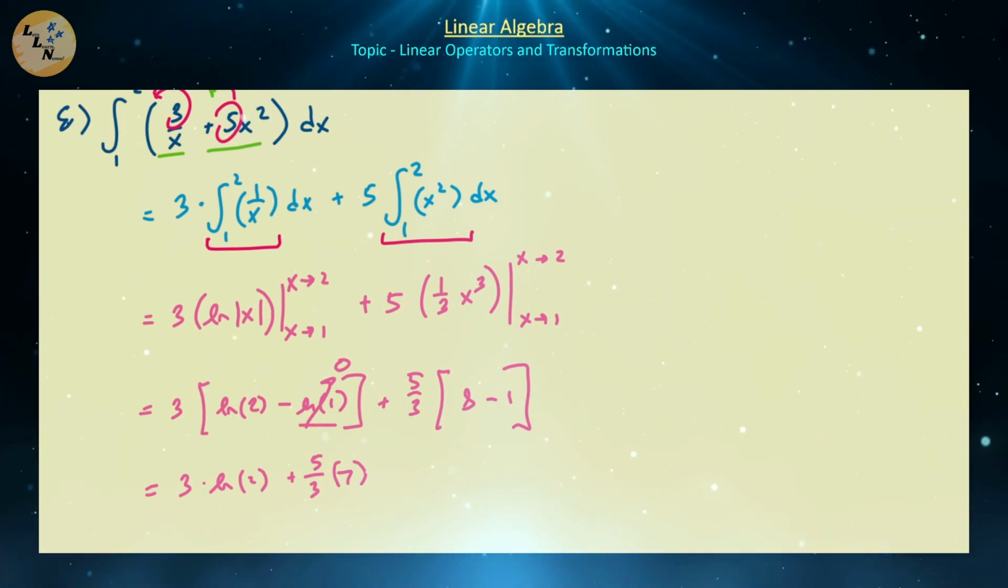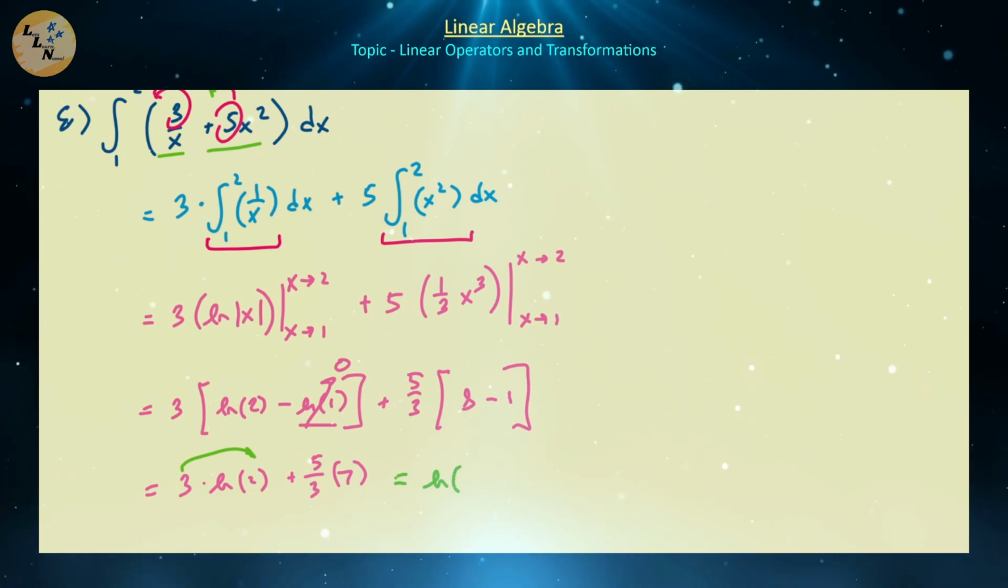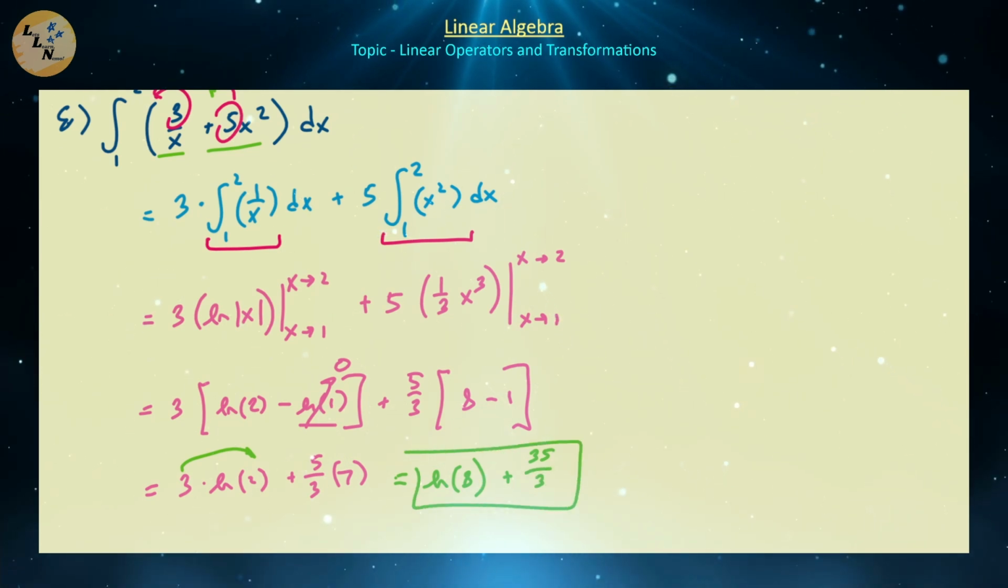True? So I guess that can be your simplified answer if you really want it to be, but I'm just going to bring my 3 up into the power of 2, so we're going to have the natural log of 2 cubed, which is going to be equal to 8, and then 7 times 5 is 35/3 as my final and simplified answer, right? But we achieved that via the linear operator property of definite integrals.